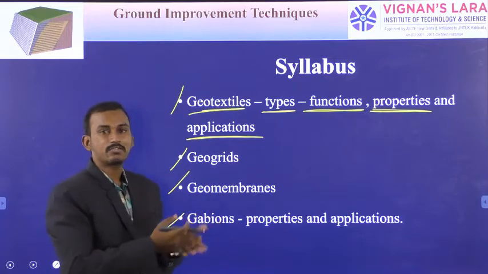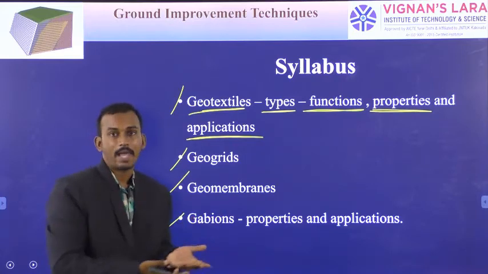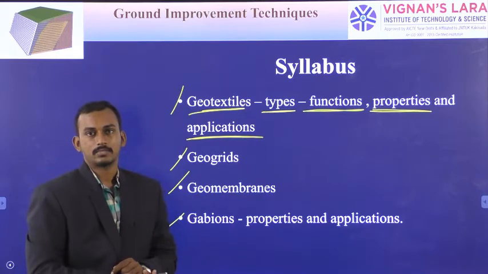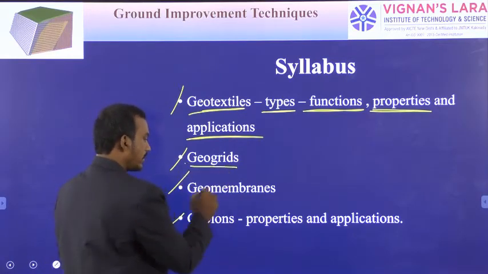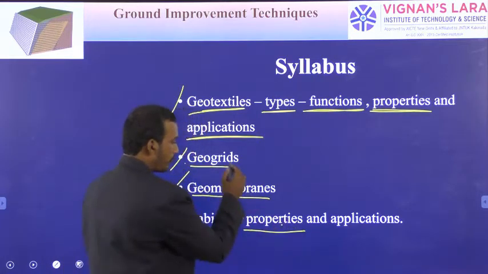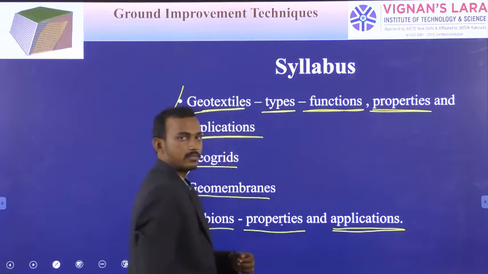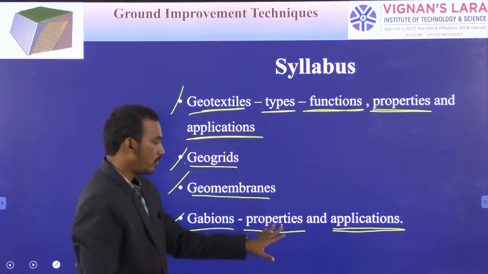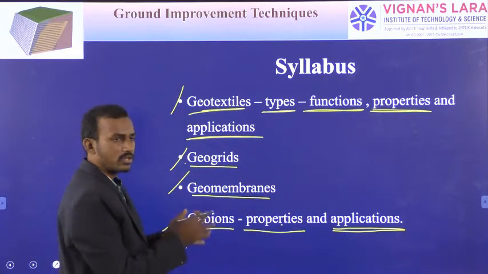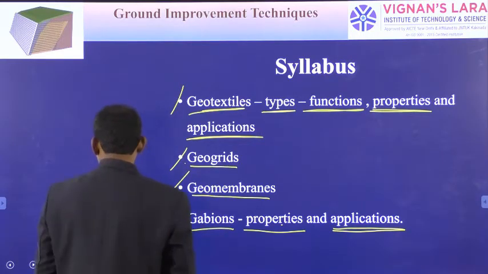In what places are we going to apply these geotextile materials? That means the various fields, like for foundations, for slope stability or for a water barrier. In whatever fields we can apply these geotextile materials. Similarly for geogrids, geomembranes and gabions, for these three types, what are the properties and what are the various applications? We have to know the properties and applications of all these three types. With this we complete the fifth unit. So let's quickly start the first topic.